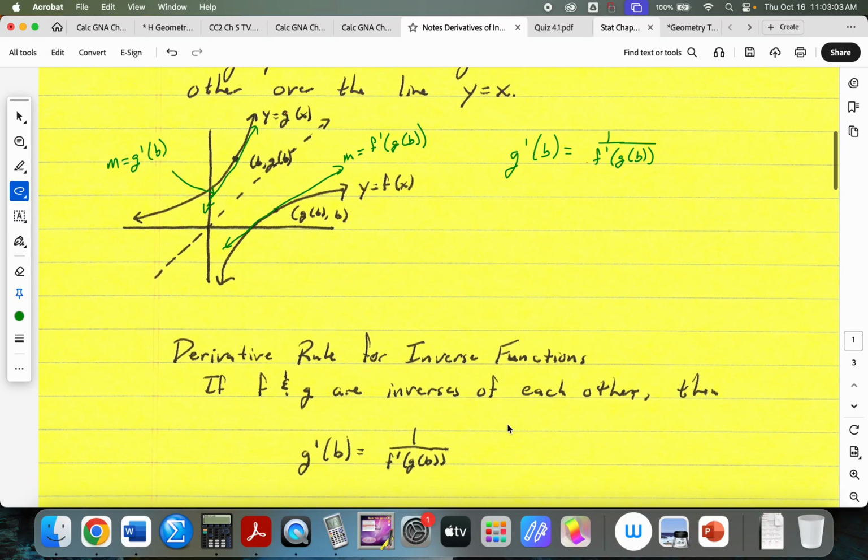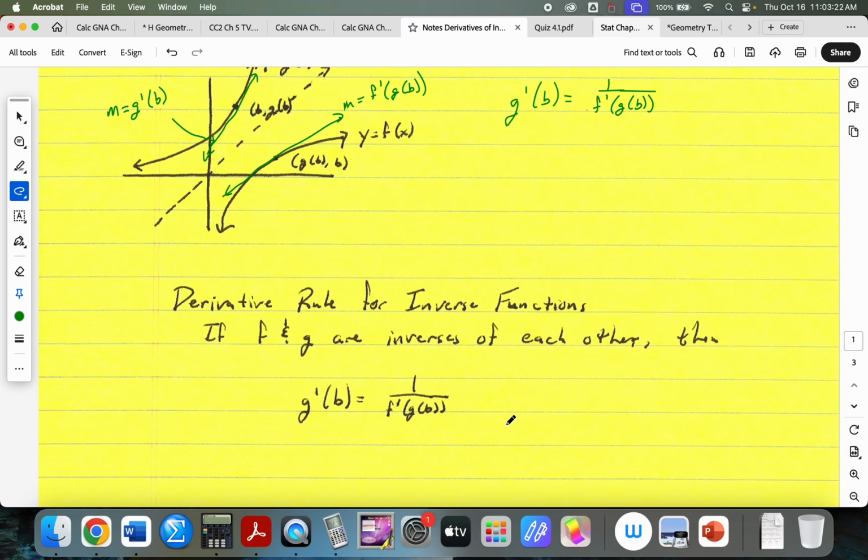This gives us what's called the derivative rule for inverse functions. If f and g are inverses of each other, then g prime at b is equal to 1 over f prime at g of b. And the order actually does not matter. Occasionally students ask, which one is which? They're inverses of each other. So this also means that f prime at b is equal to 1 over g prime of f of b. Same thing.